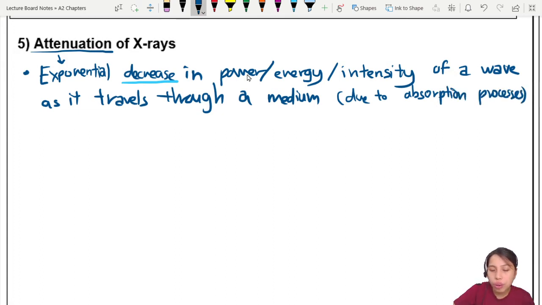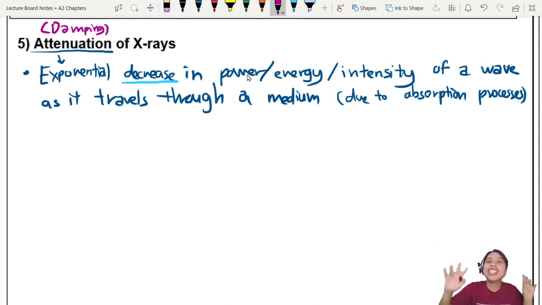So in other words, this is similar to your idea of damping. If you remember from the oscillation chapter, the idea of a decrease or energy loss. You have something oscillating, but over time, the amplitude becomes smaller and smaller. You lose energy. Same idea here, except that now it's in X-ray and you call it a fancy name, attenuation.